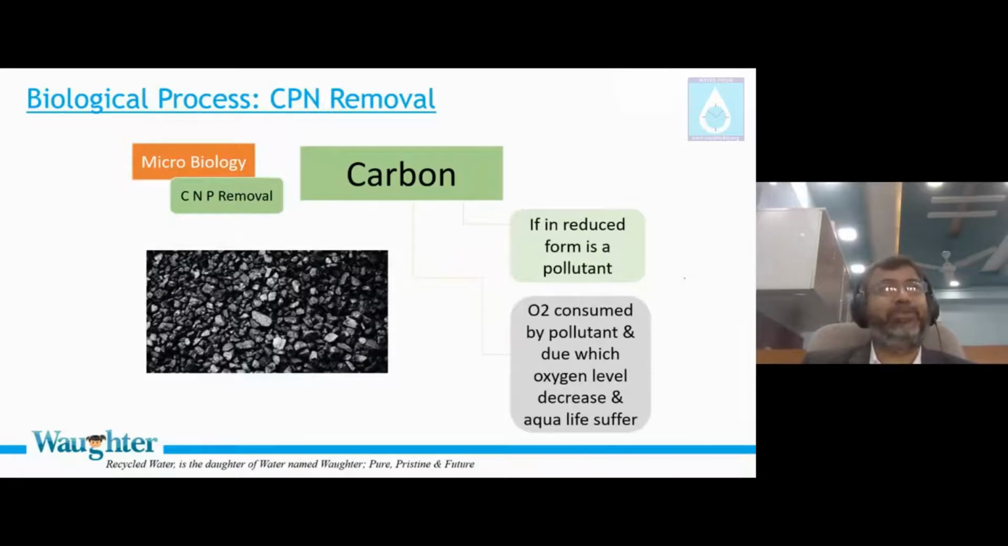It has already consumed 2 oxygens. So the moment this CO2 is taken by the tree, the carbon goes into the tree body and oxygen is released. That happens for the tree. And therefore, this is the importance of the biological process.